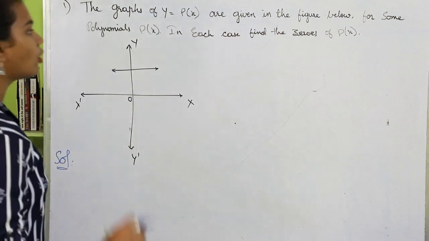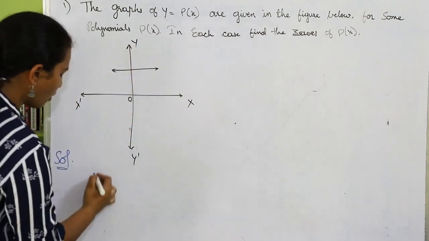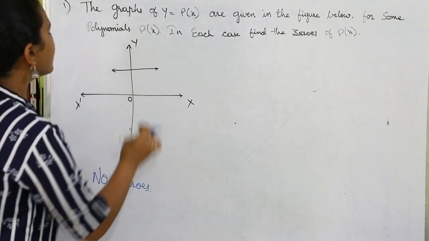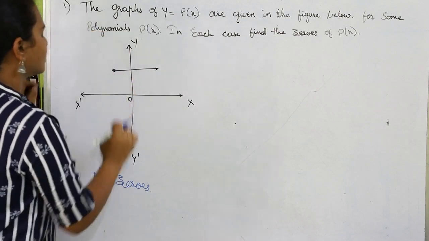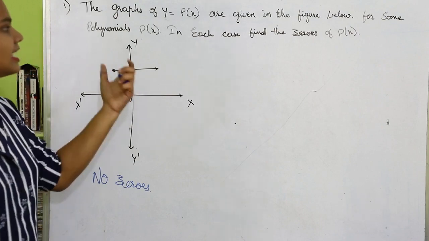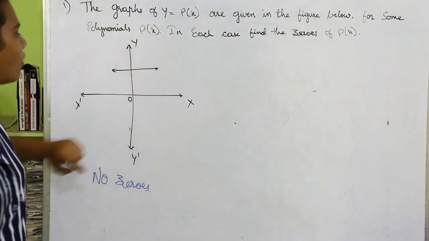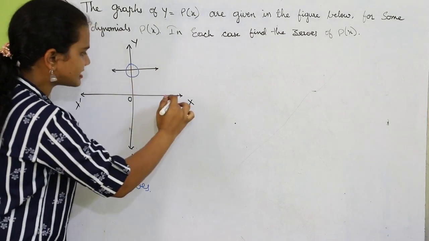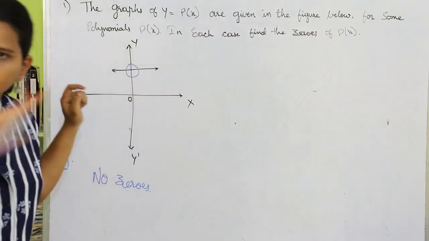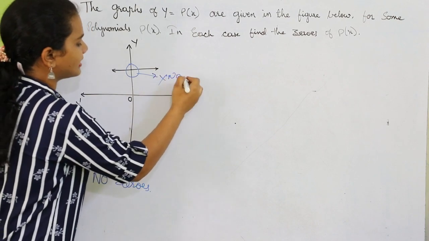Yeah, definitely the answer will be no zeros. This graph is not having any zeros. No zeros are there because, guys, this is the graph, right? Here we can say the zeros of a polynomial are where the graph actually intersects the x-axis. Here this graph is intersecting what? The y-axis. So this is the y-axis, this is the x-axis, right? It is intersecting the y-axis. It's not intersecting the x-axis. Therefore, this is not having any zeros. So no zeros are there over here.